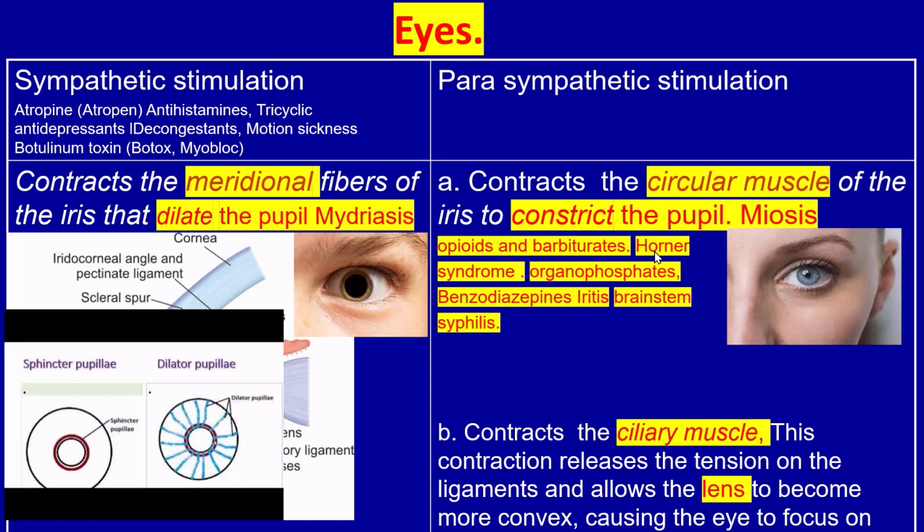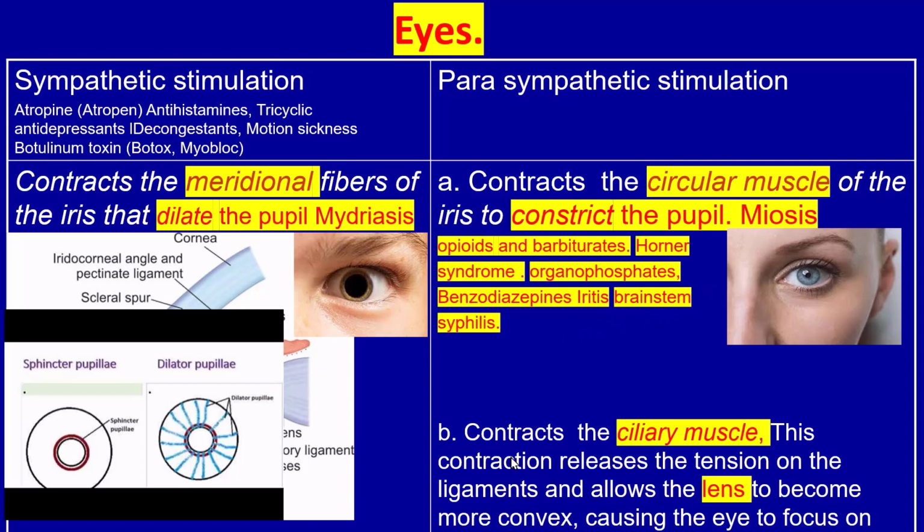Horner syndrome is a condition in which the nerve supply to the eye is affected, and in this condition also miosis occurs. Organophosphates, which are commonly used pesticides, also cause miosis when poisoning occurs. And benzodiazepines like diazepam, chlordiazepoxide, and medazepam also cause miosis. Iritis, inflammation of the iris, and brainstem damage also cause this condition.